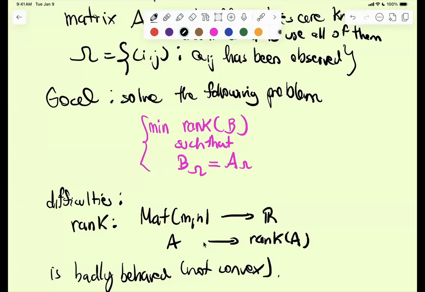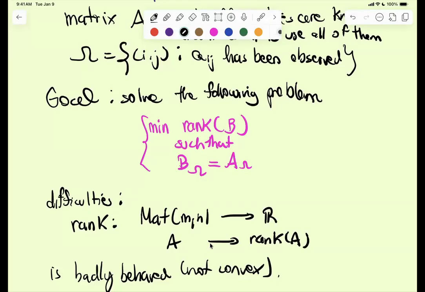Okay, so what I was saying is that if you think of the rank as a function, then the matrix produces its rank. That function, first, is not even continuous because it's discrete. But even taking that aside, it's also badly behaved from another perspective, as in it's not even convex.